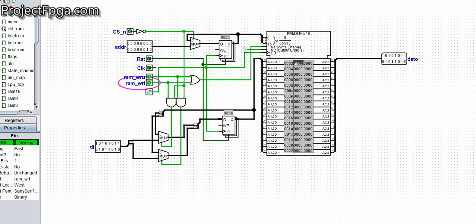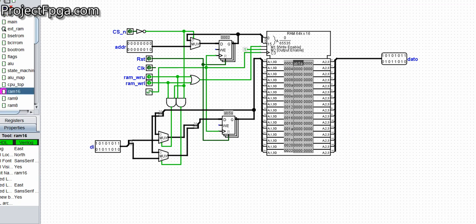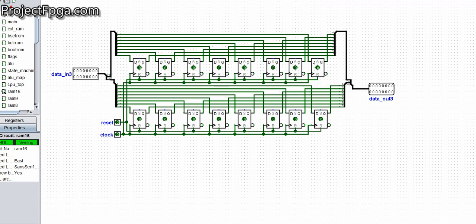This is basically what the RAM looks like. This is a generic RAM in Logic Sim, but I already have some RAMs I've designed, though I didn't use them. An example is this one, my RAM 16. It consists of 16 D flip-flops connected together. It's actually a register that can store 16 bits. Registers are also storages.